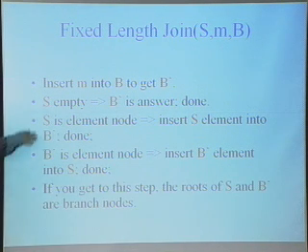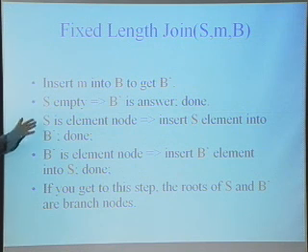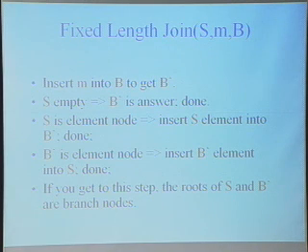And if you're not done as a result of these, then when you get down here, you're guaranteed that the root of both S and B prime is a branch node. Okay. So the first 4 steps are to eliminate all the simple cases, and then if you get to the 5th one down here, both S and B prime have a root that is a branch node, which means they both have 2 or more keys in them.